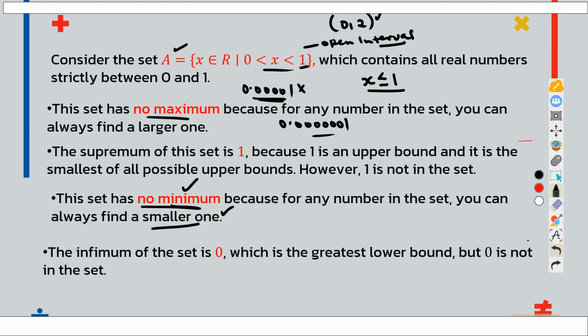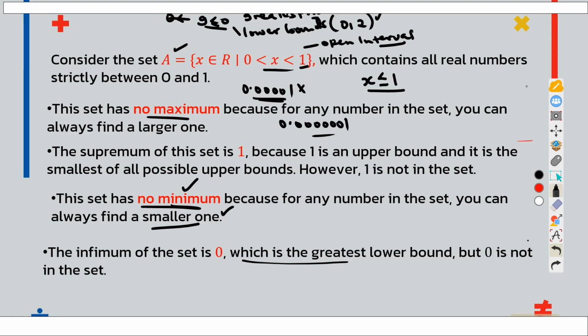So all other numbers which are less than 0 qualify to be called lower bounds. But out of these numbers, 0 will be the greatest number. So that's why we can say that 0 is actually the greatest lower bound, but 0 is not part of the set.